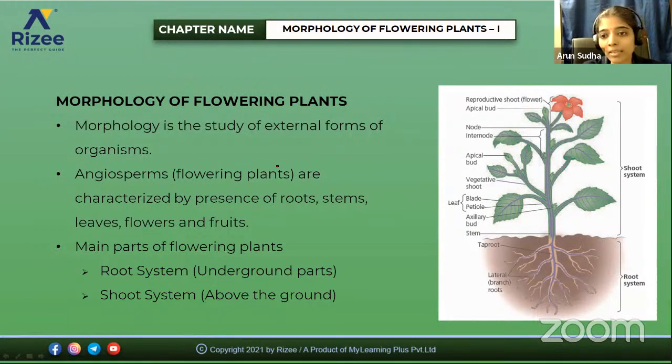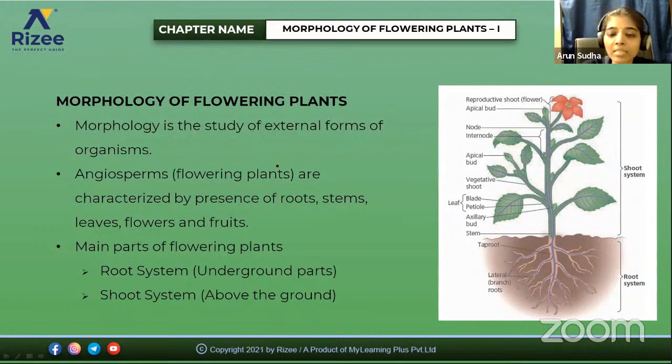And also it'll focus on the floral formula, how to write the floral formula, and taxonomy of how to write the different whorls. We saw that in the flowers, there are so many whorls like calyx, corolla, androecium, and gynoecium, and about writing the floral diagram. So we'll see in detail in this chapter. It is morphology of flowering plants.